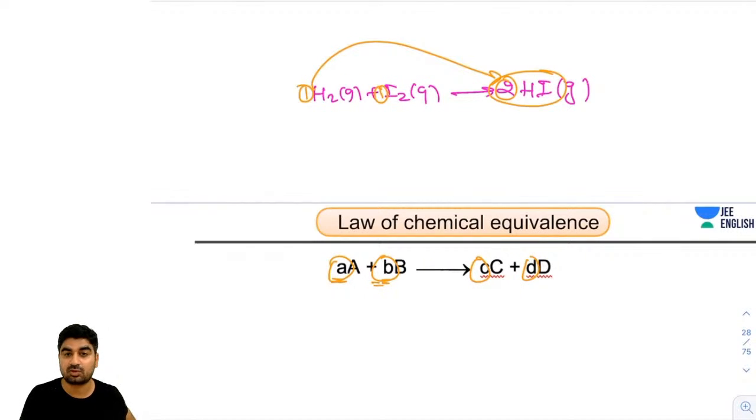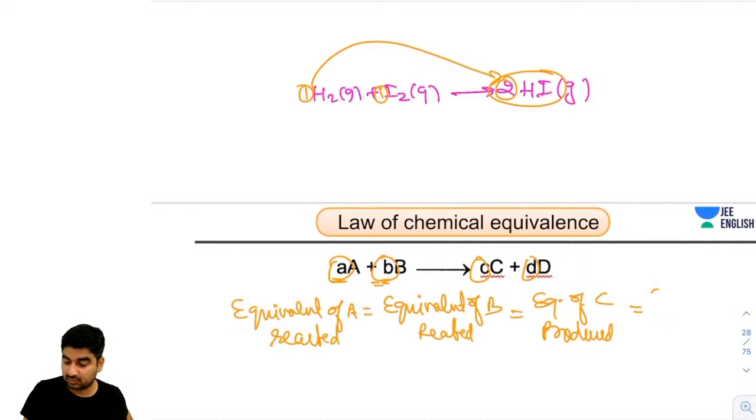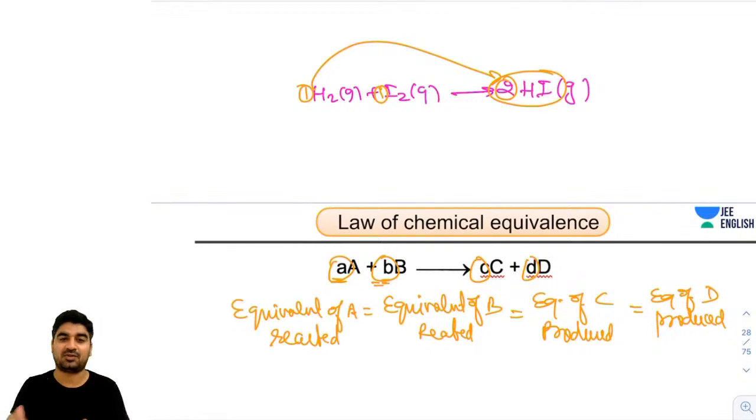Here A moles of A are reacting with B moles of B. But law of equivalence says equivalent of A reacted are equal to equivalent of B reacted, are equal to equivalent of C produced, is equal to equivalent of D produced. Right? This is called law of chemical equivalence. And according to it, equivalent of each reactant and each product are same, irrespective of its stoichiometric coefficient. So whatever be the stoichiometric coefficient, independent of that, equivalent will be same. Right? This is called law of chemical equivalence.